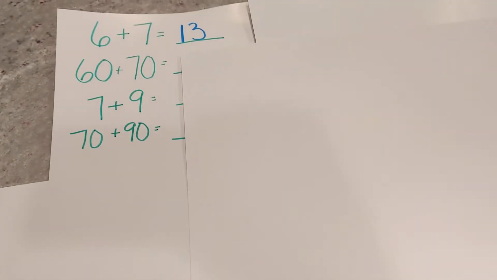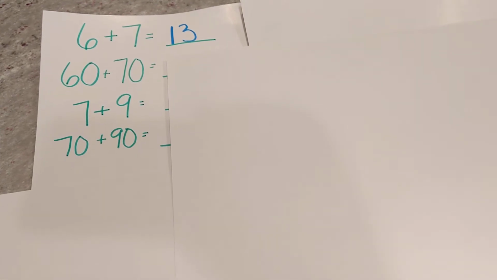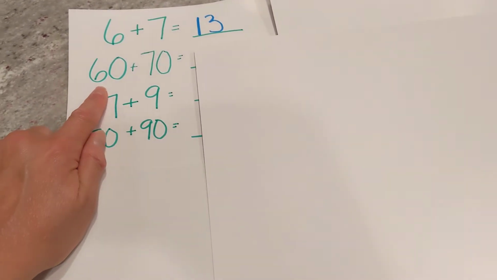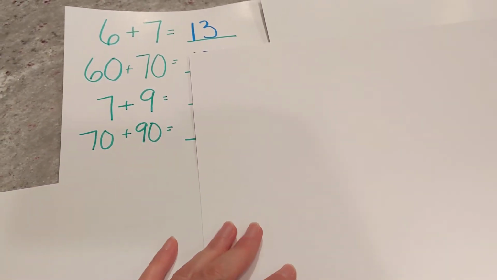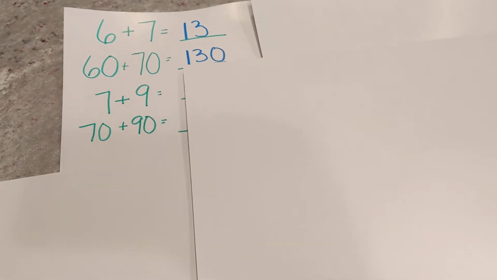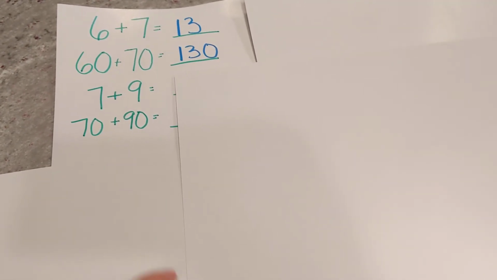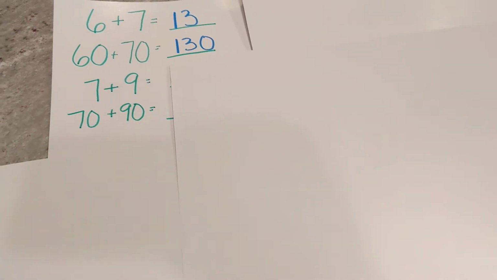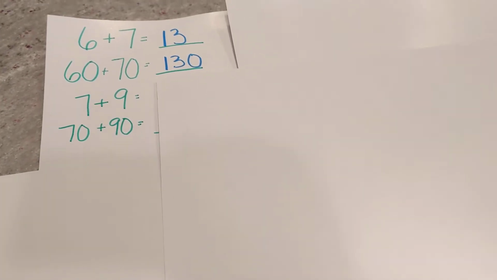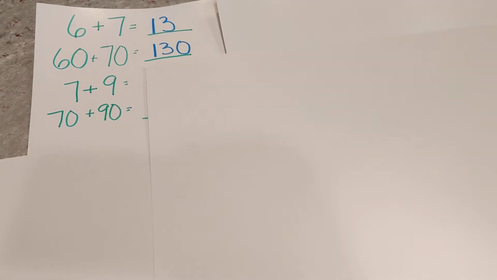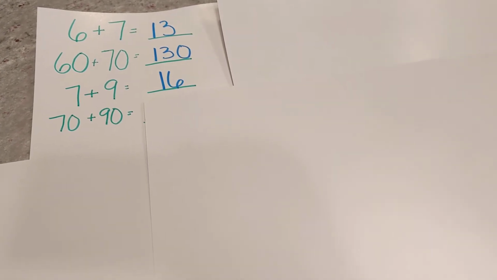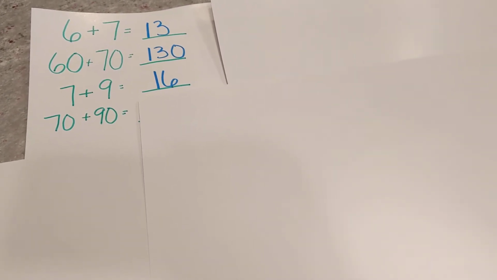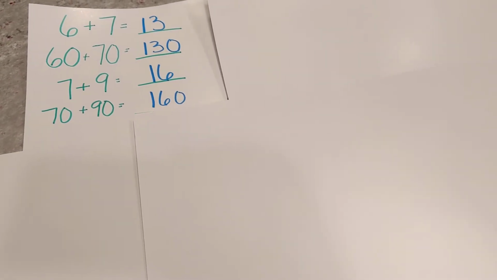Well, this next number is very similar to 6 plus 7. We have 60 plus 70. Another way to think about this is that we have 6 tens plus 7 tens equals 13 tens, or 130. Now we have 7 plus 9. We should know those facts quickly. If we don't, we need to work on them, okay? 7 plus 9 equals 16. And 7 tens plus 9 tens would equal 16 tens, or 160.